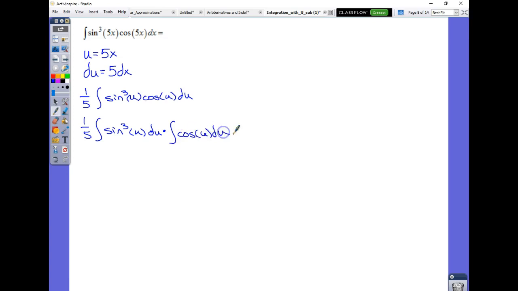Is that legal? Why not? I can split the integral only over what operations? Addition and subtraction. I cannot split an integral over multiplication. And just like in a derivative, I can take the derivative of sine of x, but I cannot take the derivative of sine cubed of x. That would have been a chain rule, right?